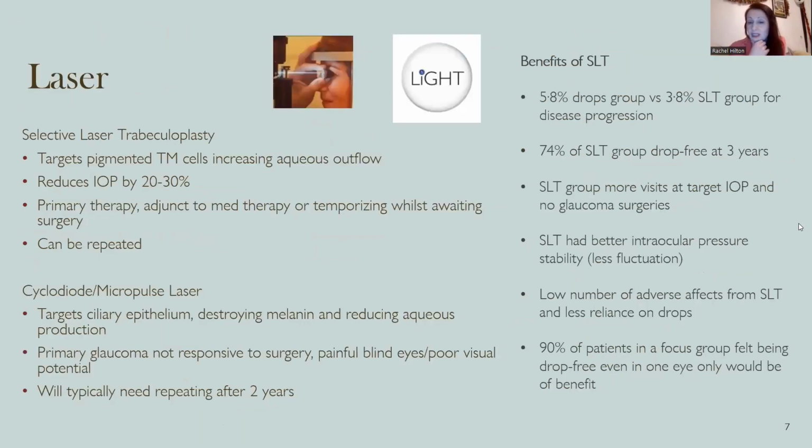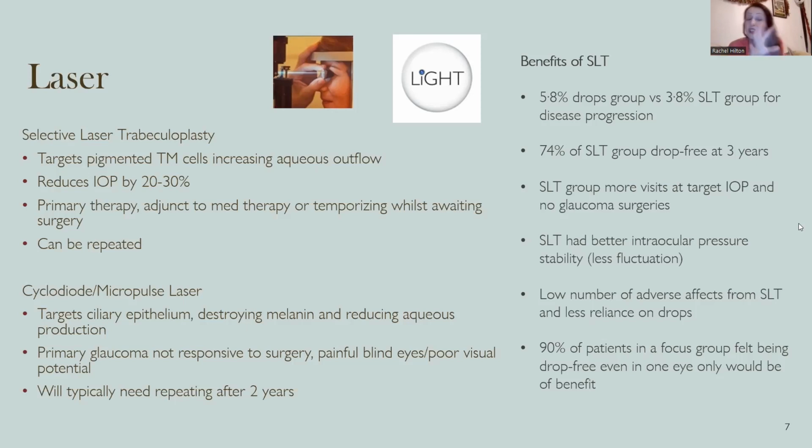The next set of treatments that we can offer would be laser. Now, I would say historically, the laser would be the next step, really, in place of drops or on top of drops. There is a lot more evidence in recent times to suggest that we should be offering laser as first-line treatment, certainly the selective laser trabeculoplasty.